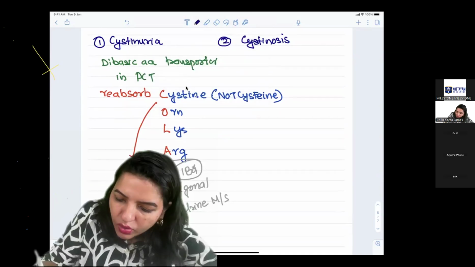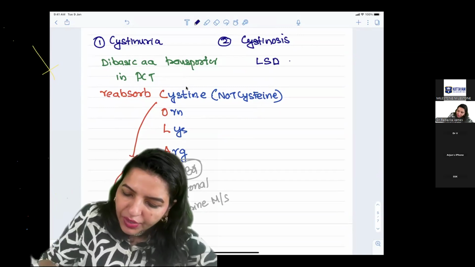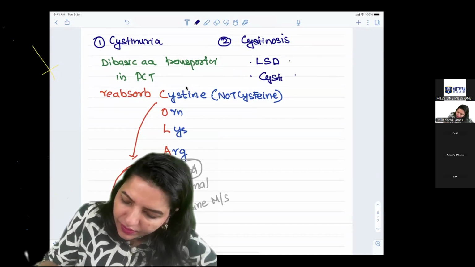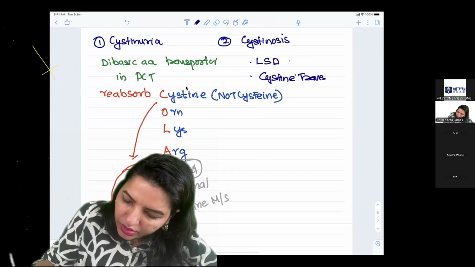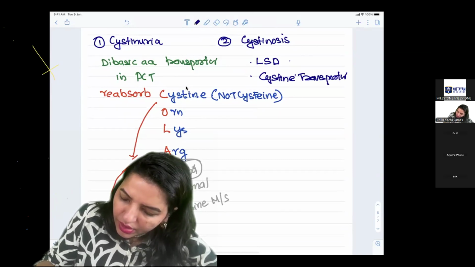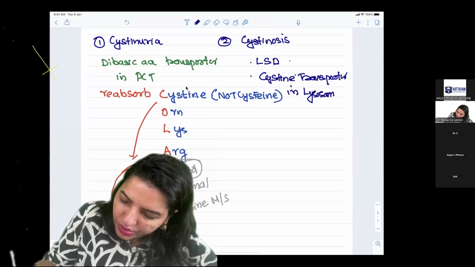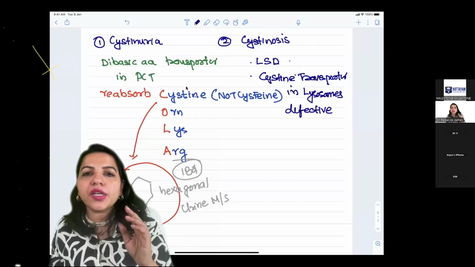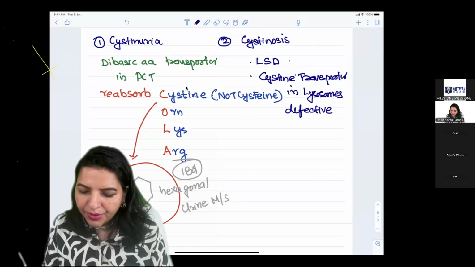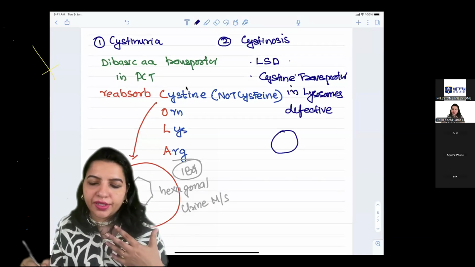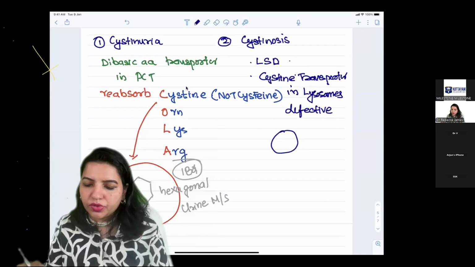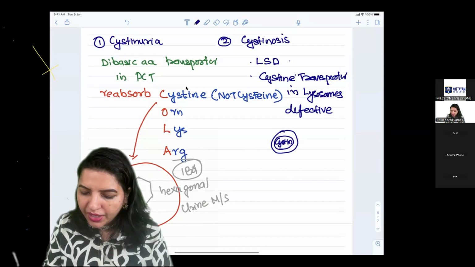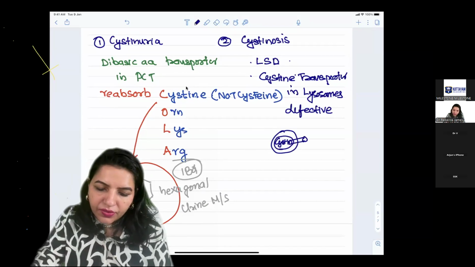Cystinosis is a lysosomal storage disorder where the cystine transporter in lysosomes is defective. So what will happen? Inside the lysosomes, proteins are degraded. When proteins are degraded, amino acids are produced. So that includes cysteine, cystine and all. So cystine has to be excreted out, which is defective here.